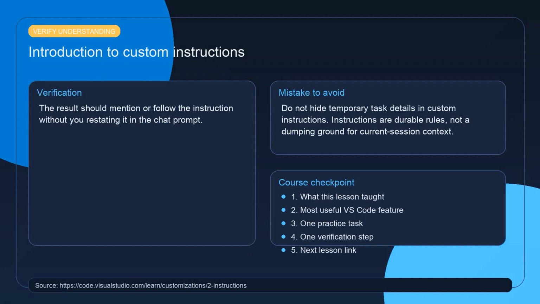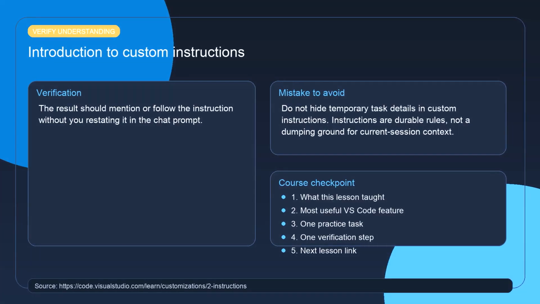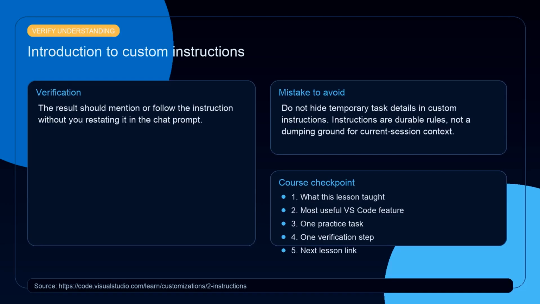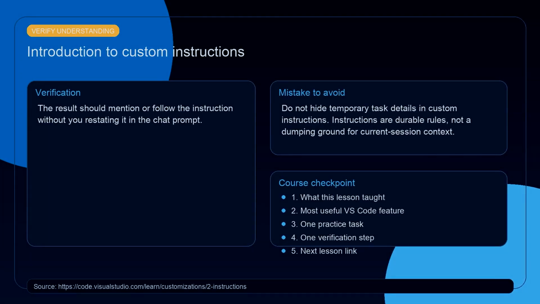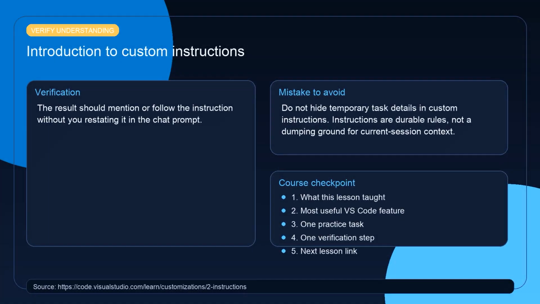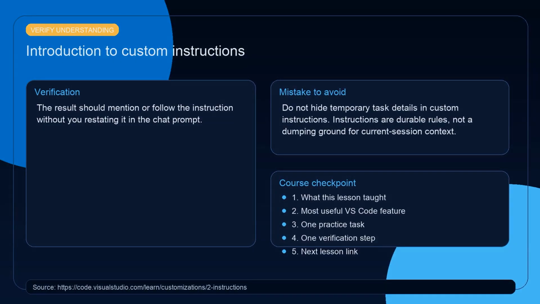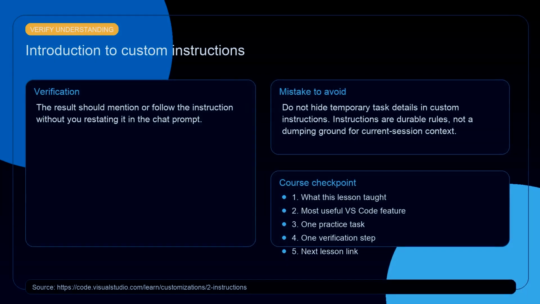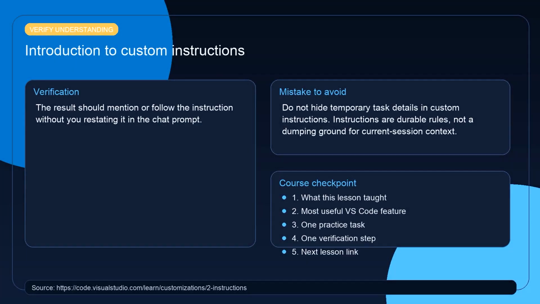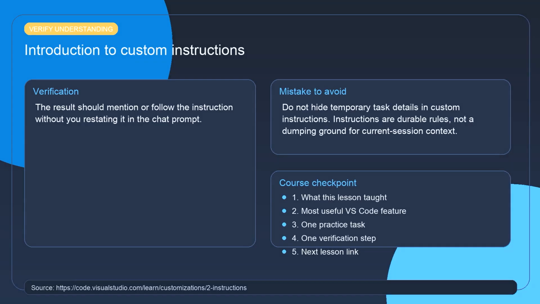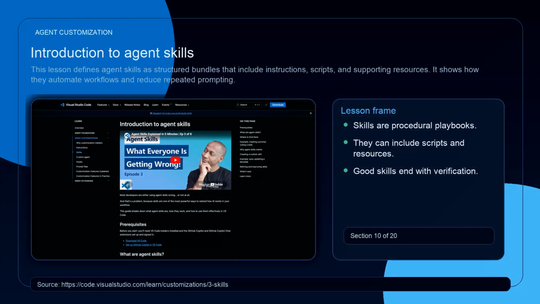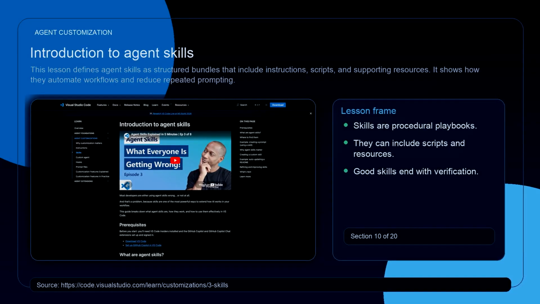The mistake to avoid: do not hide temporary task details in custom instructions. Instructions are durable rules, not a dumping ground for current session context. The 3 takeaways are: instructions are always-on standards, specific rules beat generic advice, and workspace instructions help teams stay consistent.